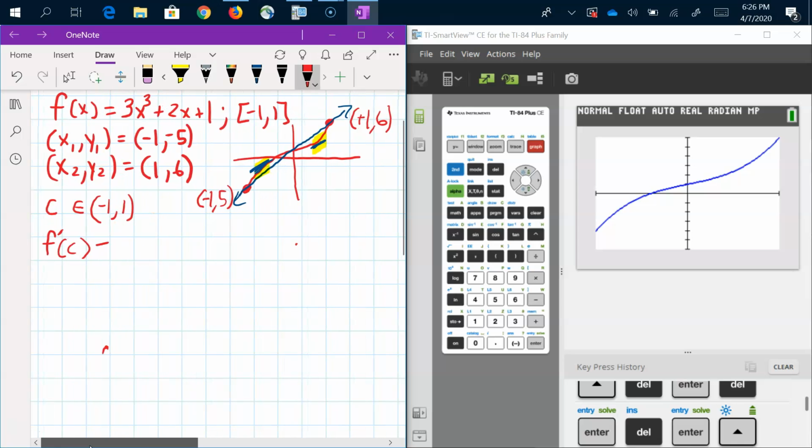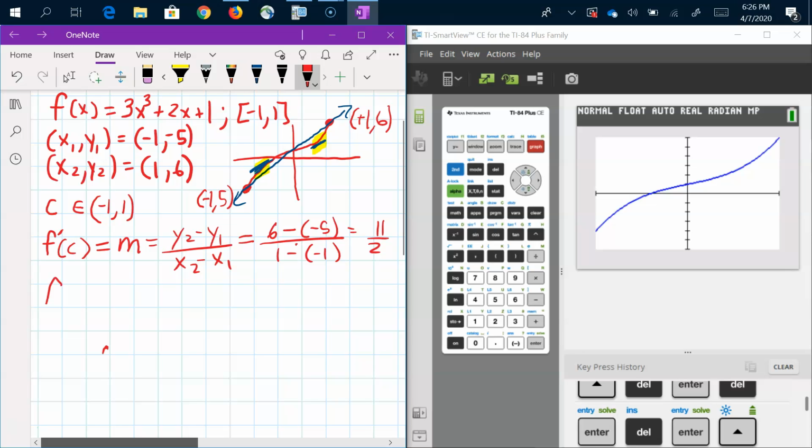Okay, so this is going to be the same thing as the slope from x1, y1 to x2, y2, and that's going to be y2 minus y1 over x2 minus x1. So we're guaranteed one spot between -1 and 1 where the slope is the same thing as the slope of the secant line. So let's see what that slope has to be. It's going to be 11 halves, or 5.5. So somewhere in the interval -1 to 1, the derivative goes to a value of 5.5 or 11 halves.